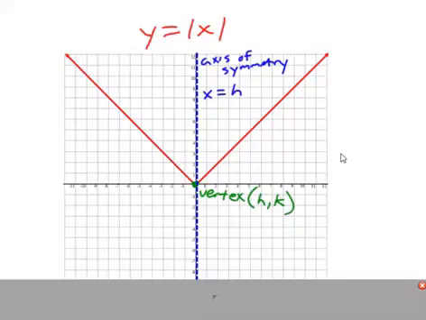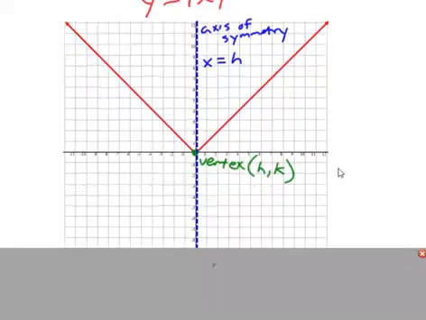And we'll see what's going to happen to that V. Is it going to flip? Is it going to slide? Is it going to look tall and skinny? Is it going to look short and fat? And we'll talk about the numbers that are going to do that.